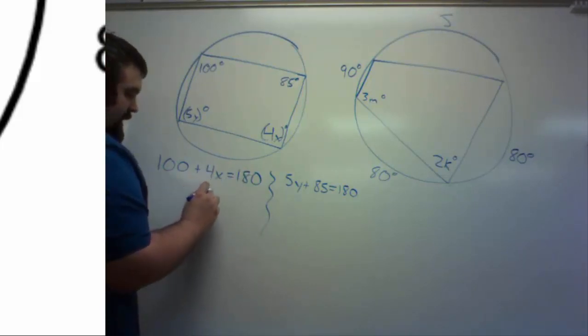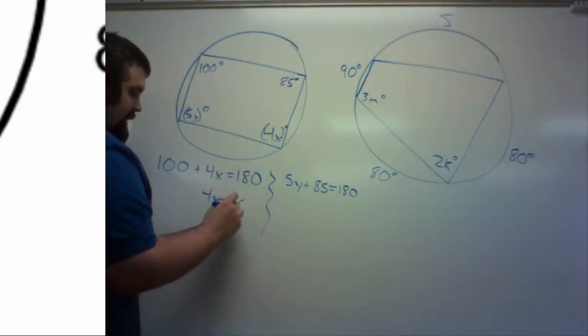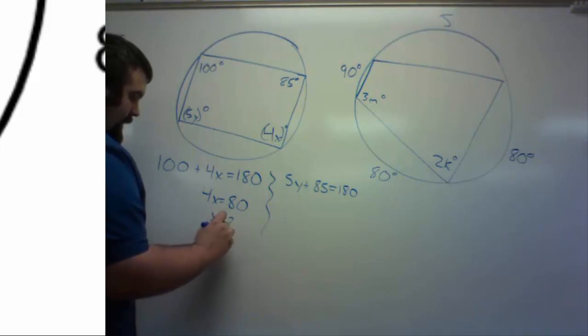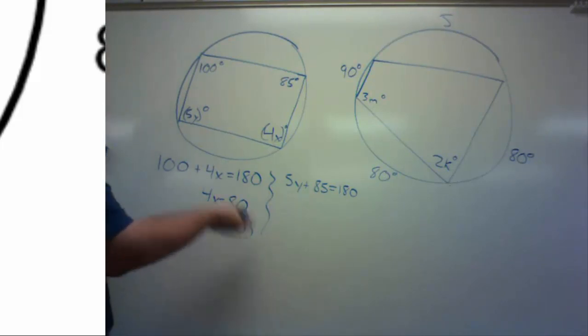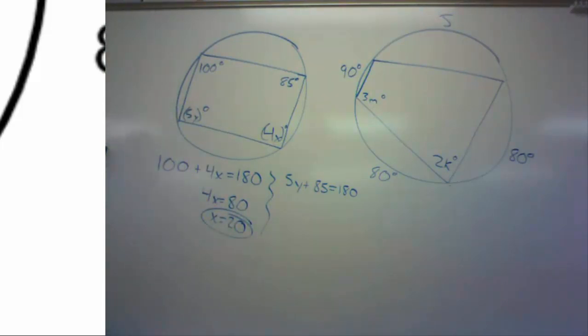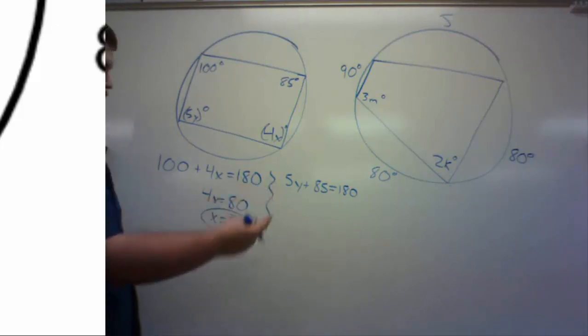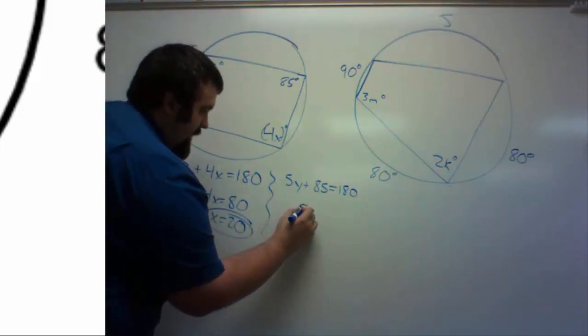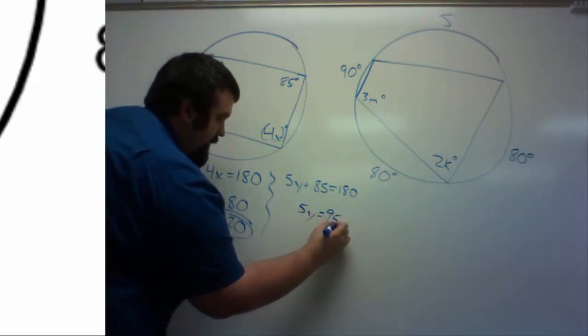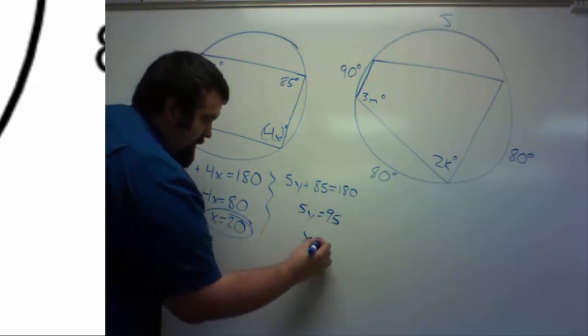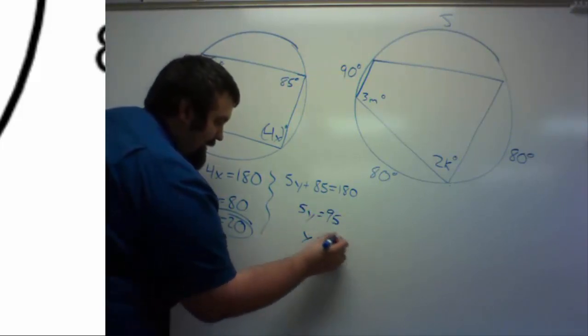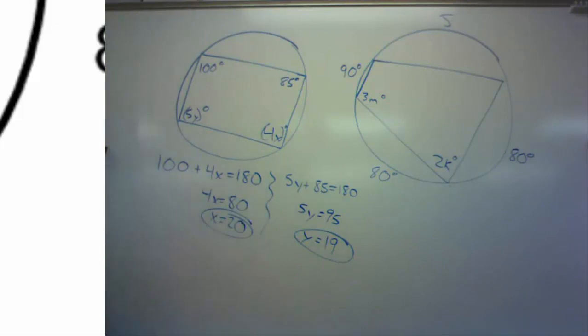Subtract 100 from both sides, 4x becomes 80, divide both sides by 4, x is 20. That's the only way this shape is inscribed. Solve for y. Subtract 85 from both sides, 5y equals 95. Get y by itself, divide both sides by 5, you get 19. The only way this works is if y is 19 and x is 20. That's the only way that is inscribed.